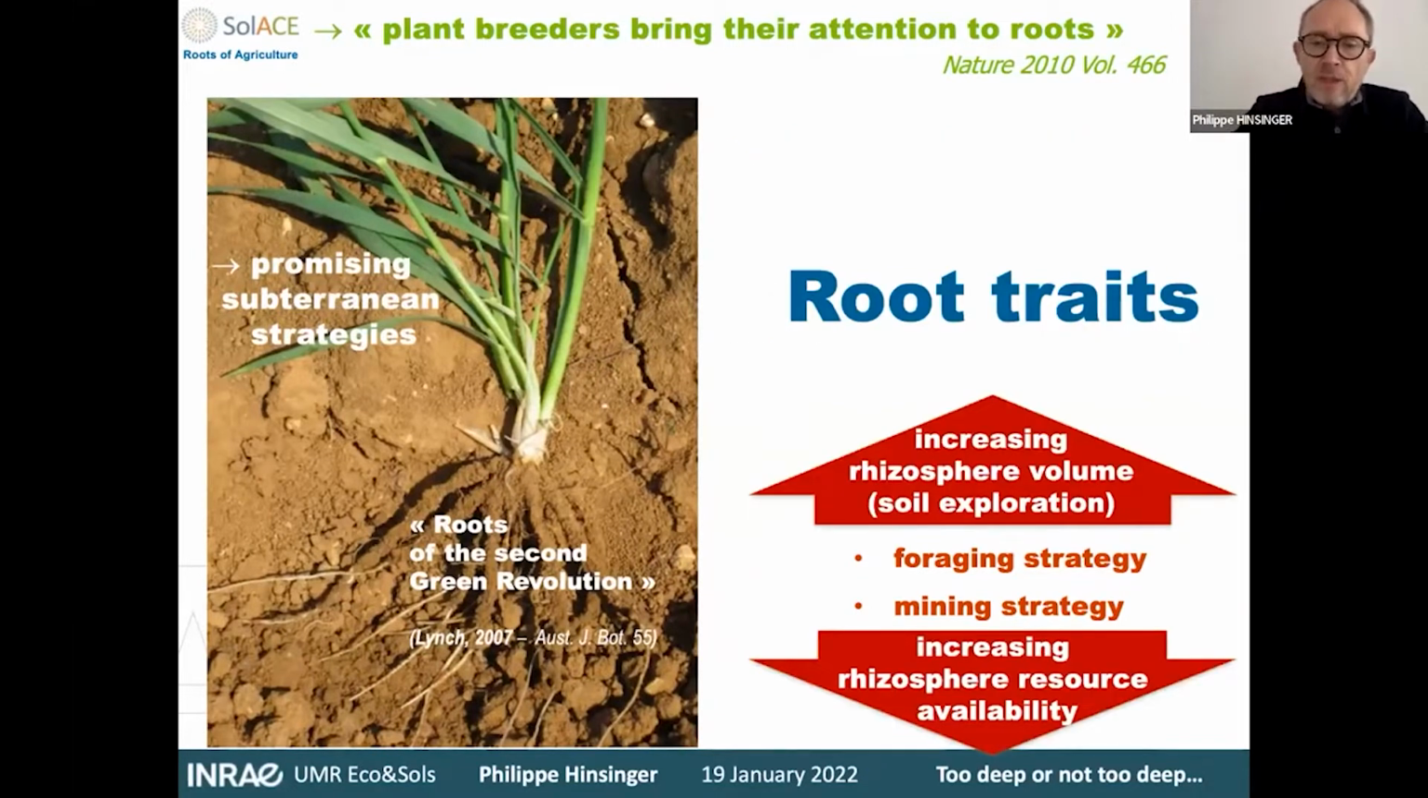Foraging means traits that are involved in increasing the volume of soil explored, as stressed already by Christian, or the rhizosphere volume, if you prefer, while mining strategy is about increasing the resource availability in this soil volume affected by roots, which is called the rhizosphere.